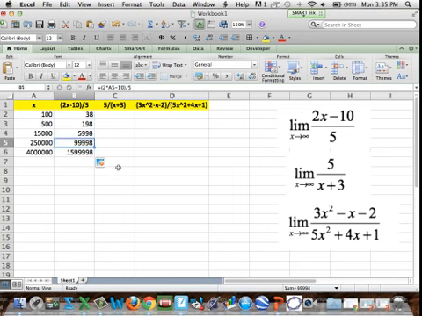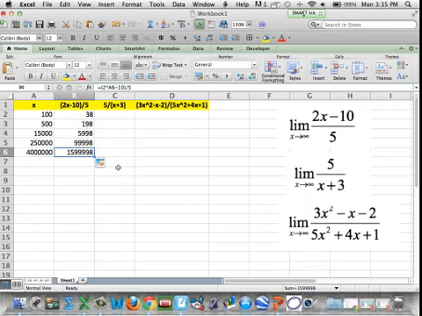Okay, so based on the evidence I see here, it looks like as I make x larger and larger, the y values also get larger. So I'm tempted to say, based on this evidence, that this first limit is going to be infinity or does not exist. Obviously, this is not a proof, but it's a suggestion using numerical data. Let's take a look at the second example.